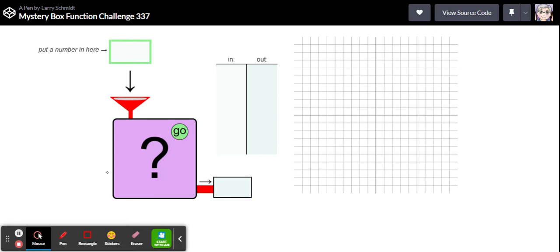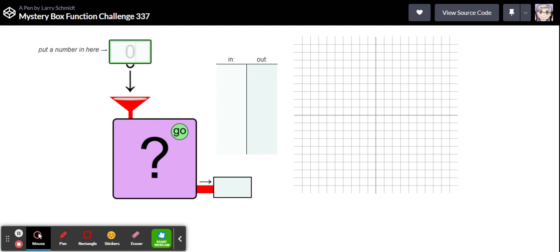Hello everybody and welcome to another Mystery Box Function Challenge. In the purple mystery box there is some math and your challenge is to figure out what it is. You can use the link in the description if you want to try this out on your own, and when you've got an idea come on back and see if we get the same thing.